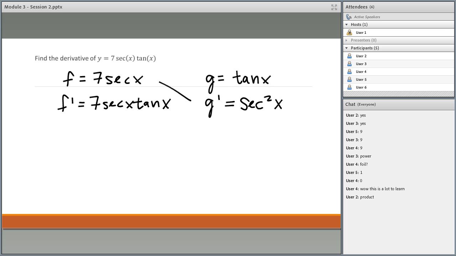And now I can cross multiply the two. So I have 7, and secant x times secant squared x, I get secant to the third x. And then plus, the product rule we add, tangent x times 7 secant x tangent x. So I end up with 7 secant x tangent squared x.